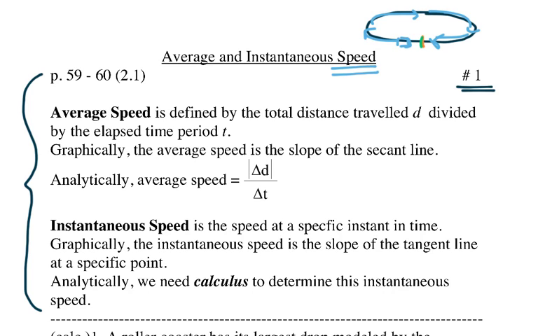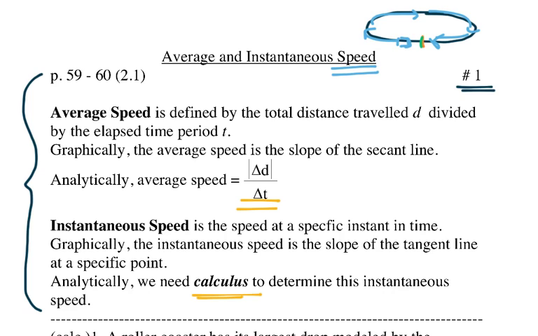So here we'll read the definition of average speed. It says average speed is defined as the total distance d traveled divided by the elapsed time period t. Graphically, the average speed is the slope of the secant line, and this is the equation for it right here. Now we're going to contrast that with instantaneous speed. Instantaneous speed is the speed at a specific instant in time. Graphically, the instantaneous speed is the slope of the tangent line at a specific point. Analytically, we need calculus to determine this instantaneous speed. So right away, in note card number 1, we're talking about the need for calculus.